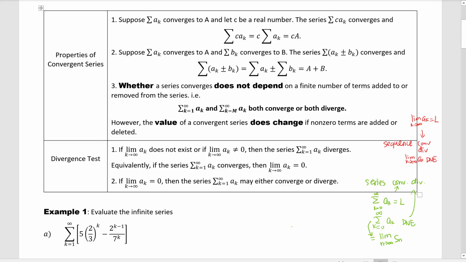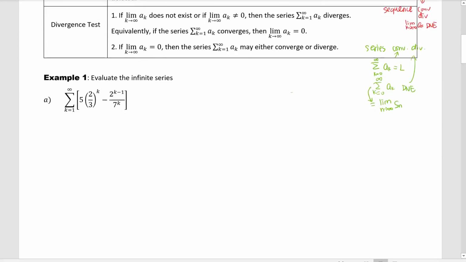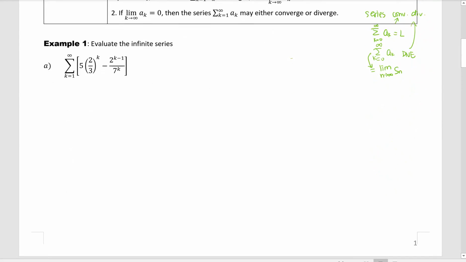In this chapter, we'll learn a lot of tests. At the end of the chapter, I will make a summary and comparison among the tests, so you can see when to use certain tests and what's special about those series. So let's look at example 1.